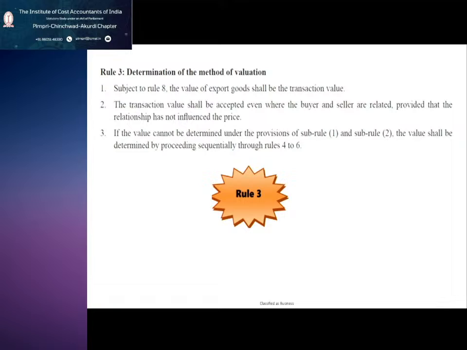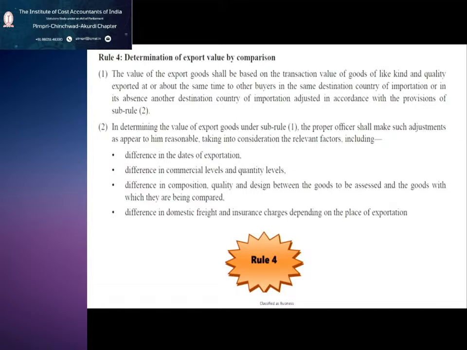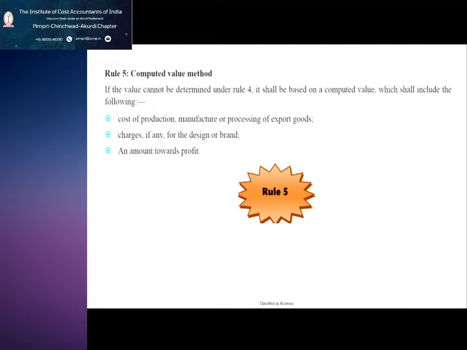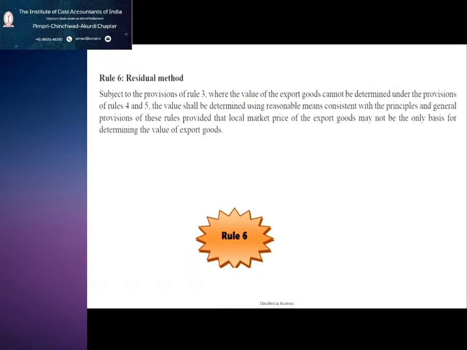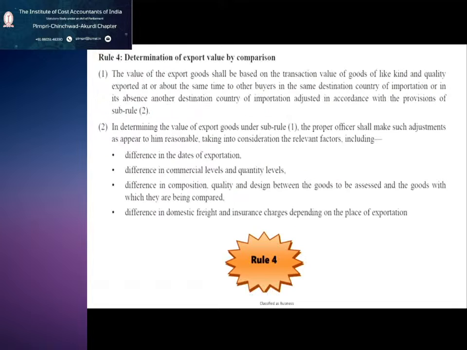If the value cannot be determined, the value should be determined by proceeding sequentially through rules 4 to 6. So if we are not able to determine with the previous rules, then we should go with rules 4 to 6. So what do rules 4 to 6 say? Determination of export value by comparison, computed value method, and residual value method.